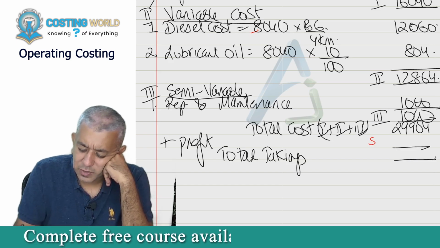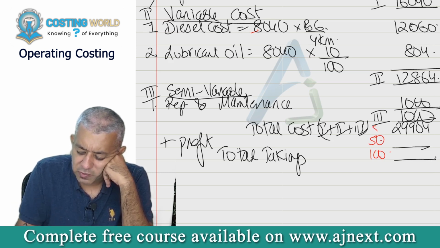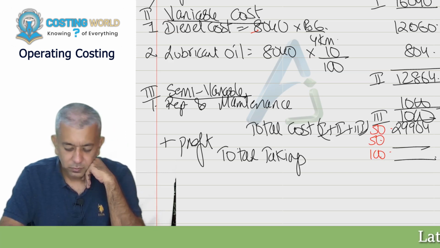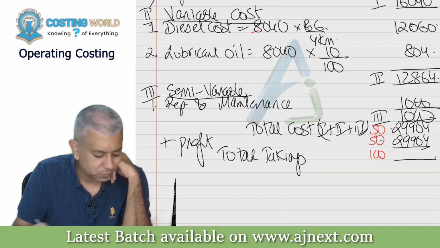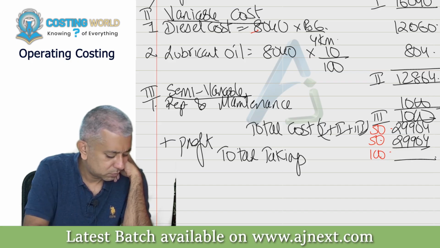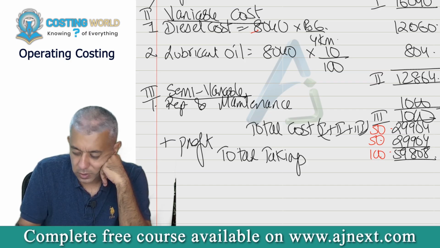Now, can we say profit is 50% of total takings? If this is 100, this is 50. This is also the 50 only, no? So this will be 29,904, and total takings will be 59,808.